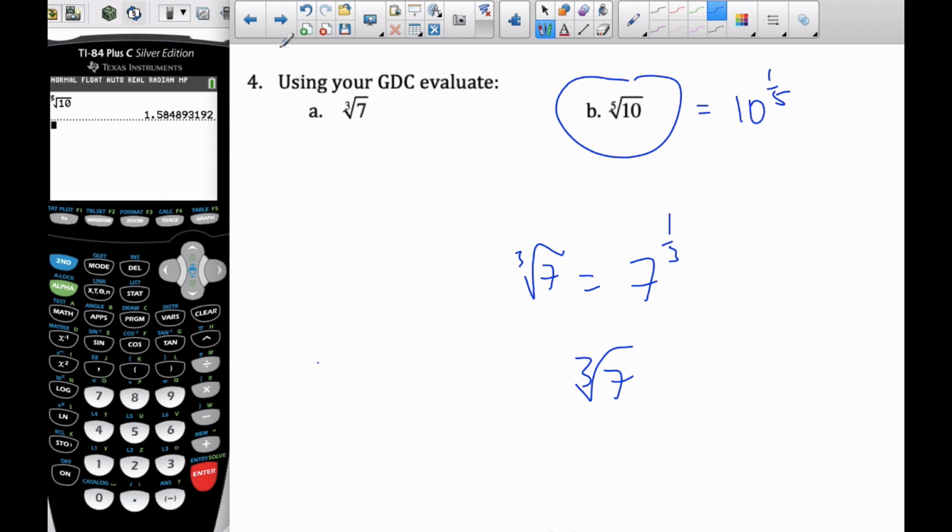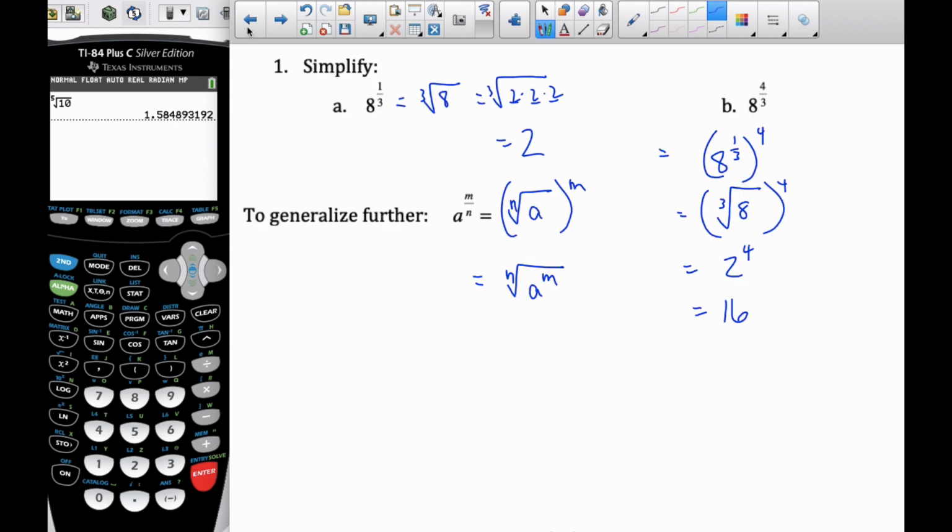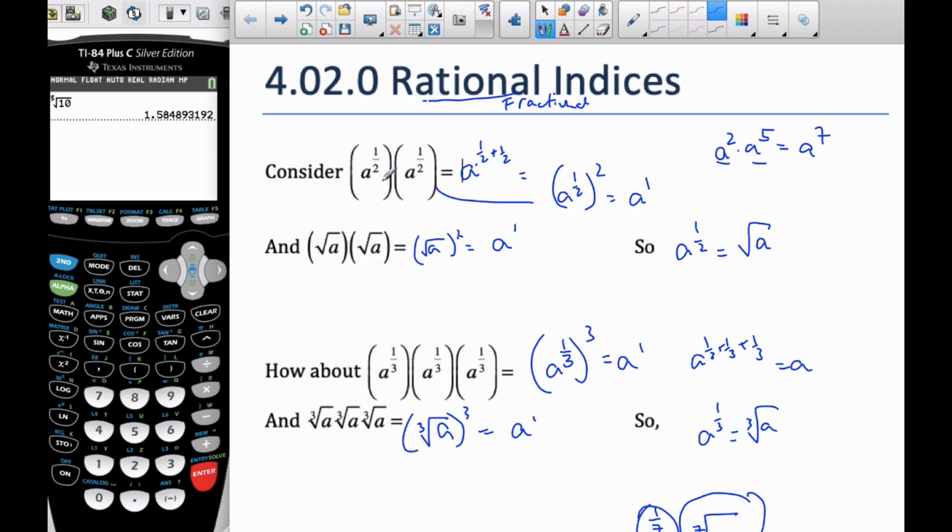Important rules for our exponents. We know that fractions are like roots. The bottom of the fraction is like the root.